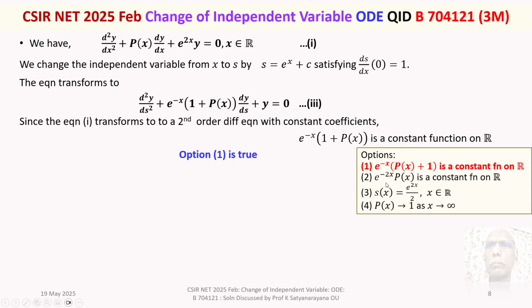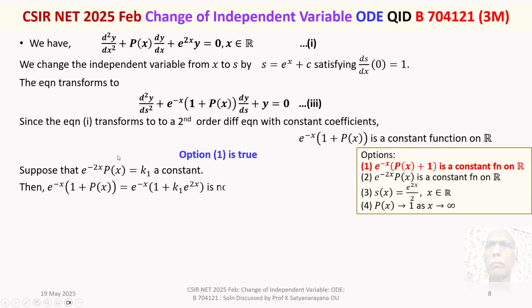Let us look at option 2. e^(-2x) into p(x), can it be a constant function? Suppose e^(-2x) into p(x) is equal to k1, a constant. Then p(x) will be equal to k1 times e^(2x). Then e^(-x) into (1 plus p(x)) is a constant, that is e^(-x) into (1 plus k1 e^(2x)), which is not a constant, a contradiction. Therefore, option 2 is not true.